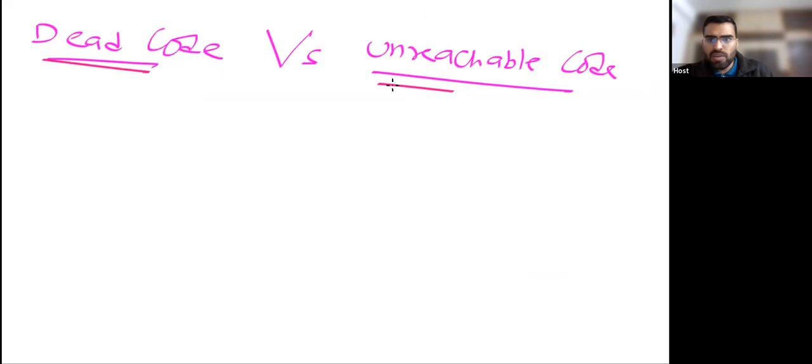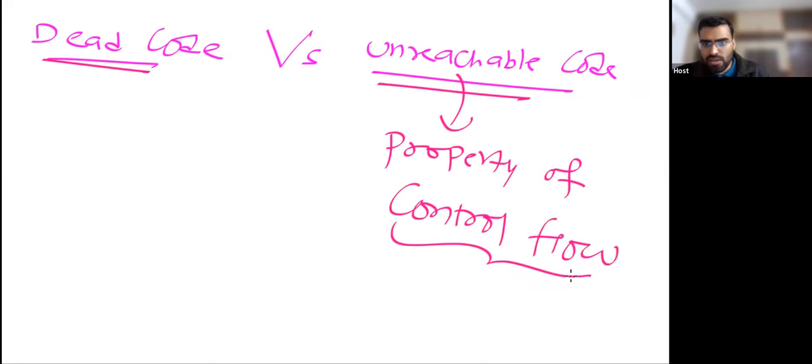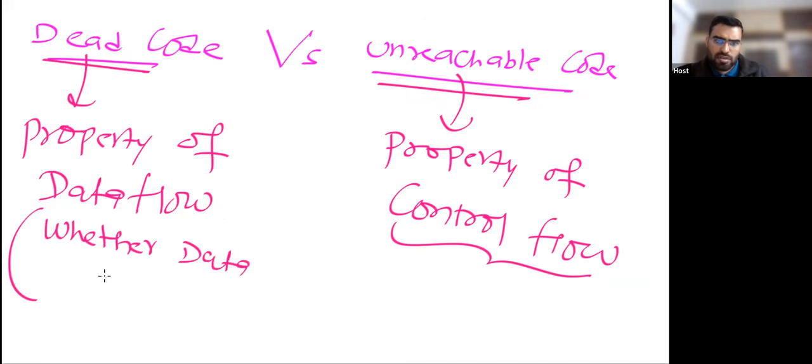So for example, dead code versus unreachable code. See, unreachable code is a property of control flow: how the control is flowing. And dead code is a property of data flow, meaning whether data is used or not, whether data is further used or not.